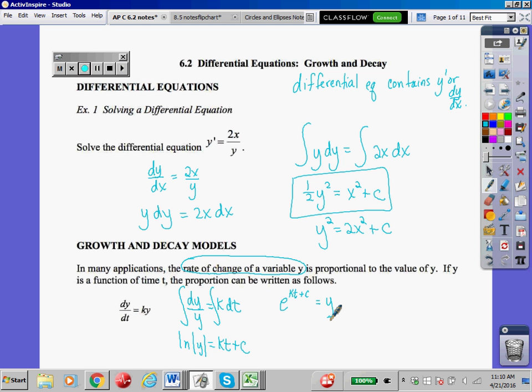So I went from logarithmic to exponential, that's e to the kt plus c power equals y. Now, I'm going to back up to algebra 1. Do you remember if you have a to the m times a to the n, that's a to the m plus n power? Remember this? Like if I had x squared times x cubed, we said that was x to the 5th, right? Way back to algebra 1.